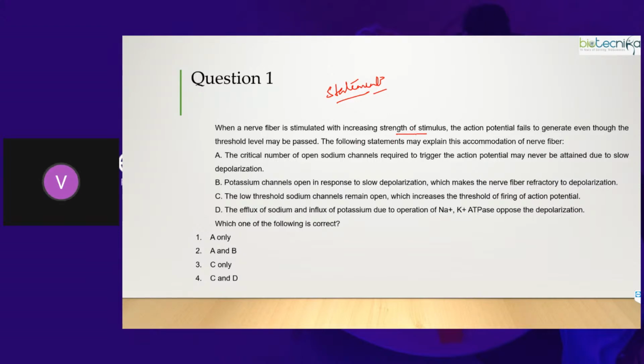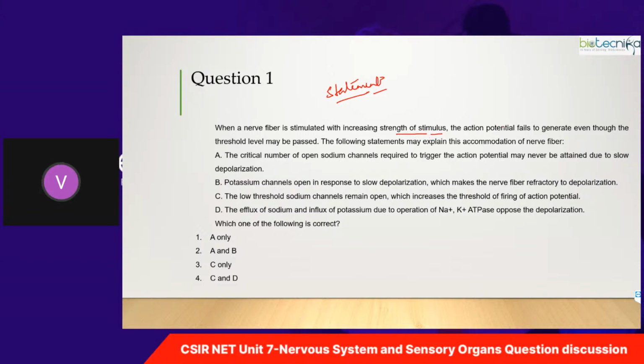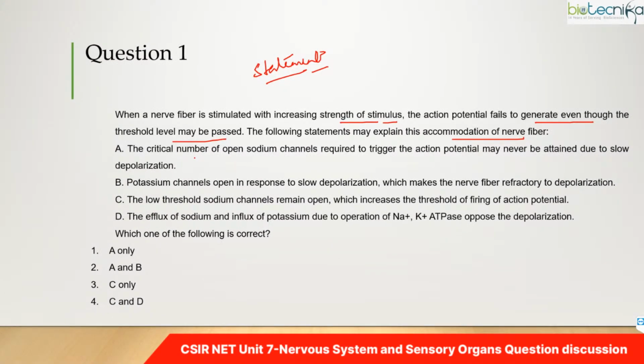Okay. So when a nerve fiber is stimulated with increasing strength of stimulus, the action potential fails to generate even though the threshold level may be passed. The following statements may explain this accommodation of nerve fiber. A. The critical number of open sodium channels required to trigger the action potential may never be attained due to slow depolarization. B. Potassium channels open in response to slow depolarization, which makes the nerve fiber refractory to depolarization. C. The low threshold sodium channels remain open, which increases the threshold of firing of action potential. D. The efflux of sodium and influx of potassium due to operation of sodium-potassium ATPase oppose the depolarization. So you have to tell which one of the following is correct.